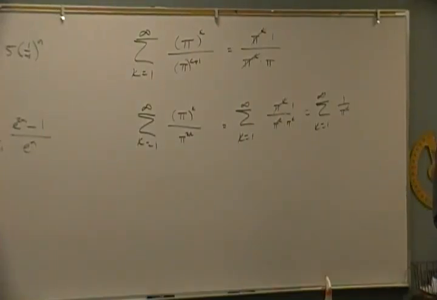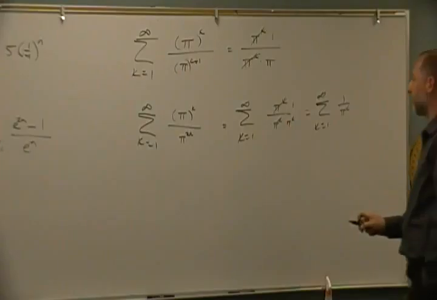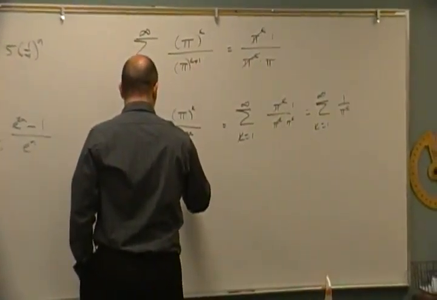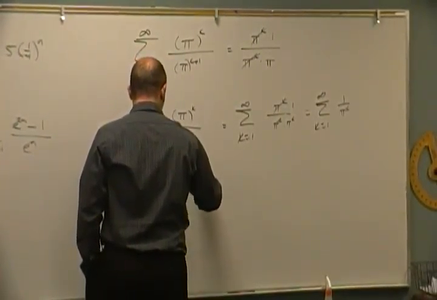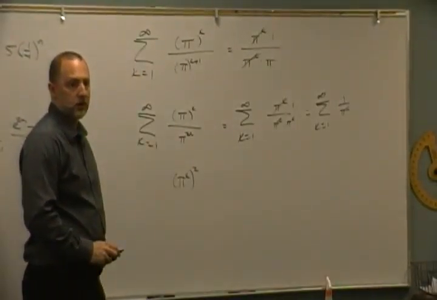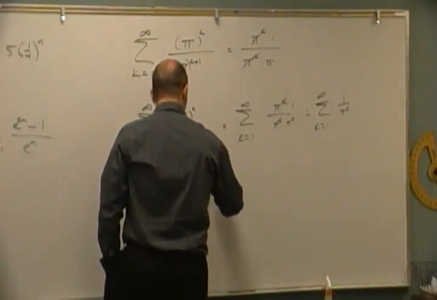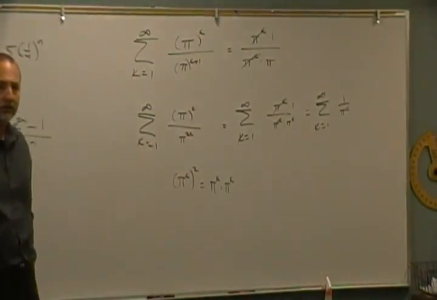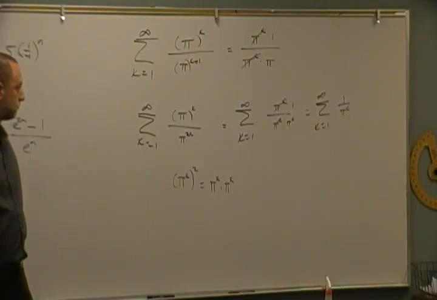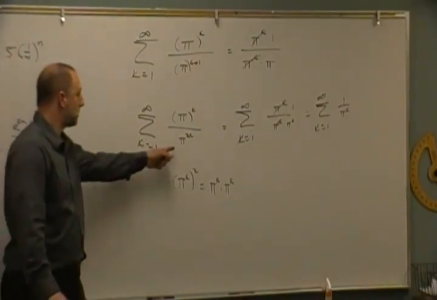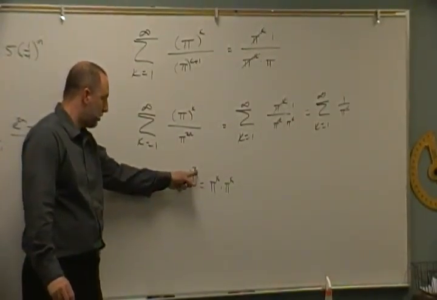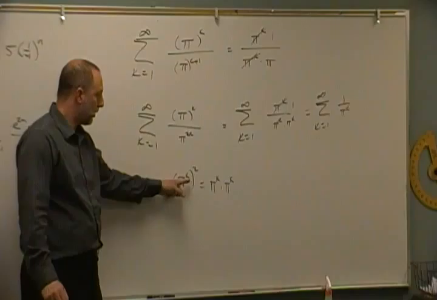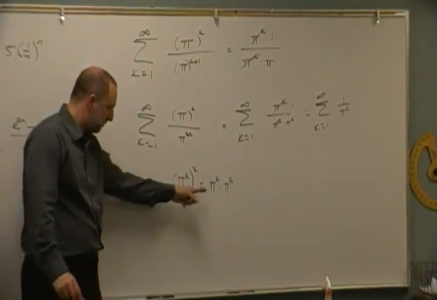Converge or diverge? Wait, is pi to the k squared the same thing as pi to the 2k? Yes, because I can rewrite this as pi to the k times pi to the k, by the definition of what it means to square something. No, I meant the beginning part says pi to the 2k. That's okay. Pi to the 2k equals pi to the k squared. How do I rewrite this? Okay, yeah, I get that part.